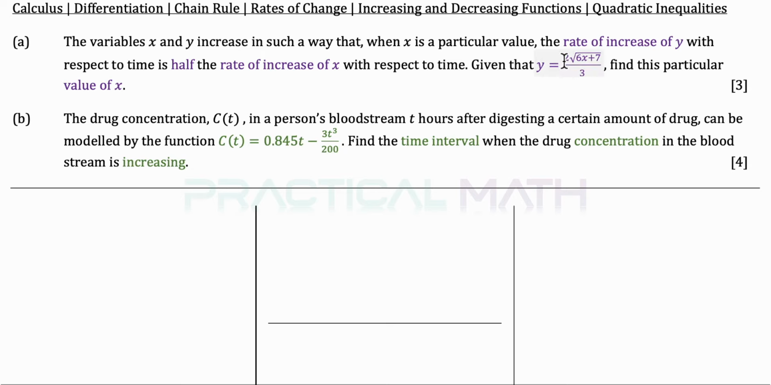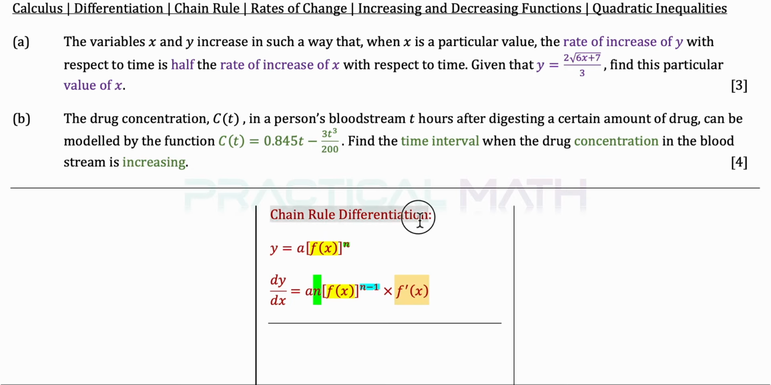As you can see over here, y is equal to 2/3 square root of 6x plus 7. There is a 6x plus 7 in a bracket, with the whole thing to the power of half. In this case, we are dealing with the rate of increase of x as well as the rate of increase of y. That means we are required to do a differentiation, and this differentiation involves the chain rule. So let's recap a bit on our chain rule differentiation here.